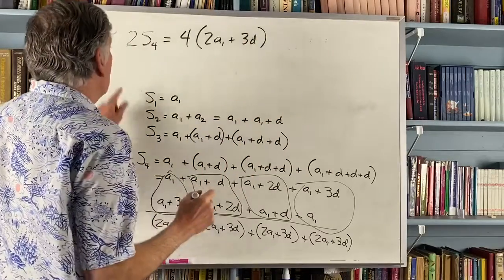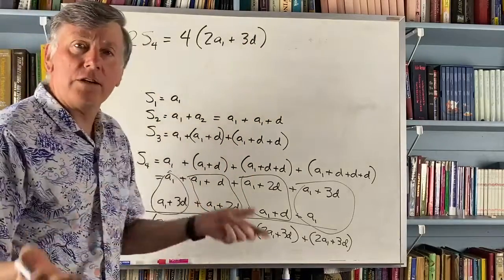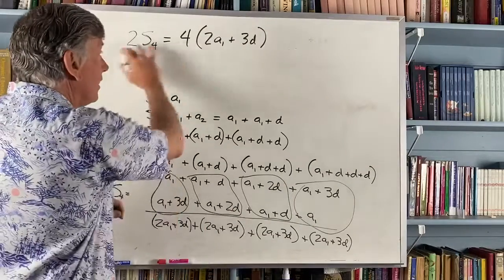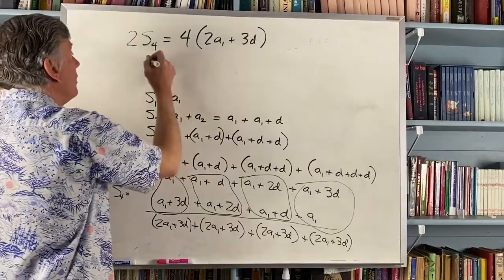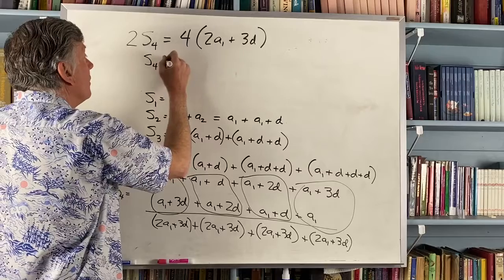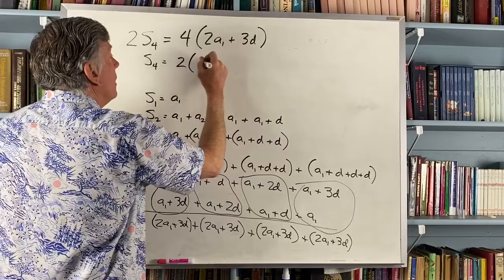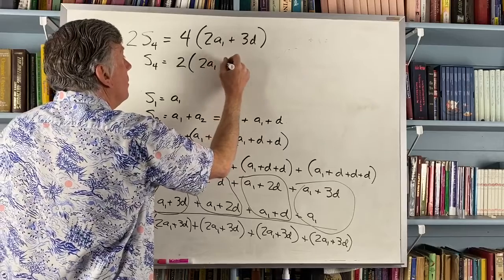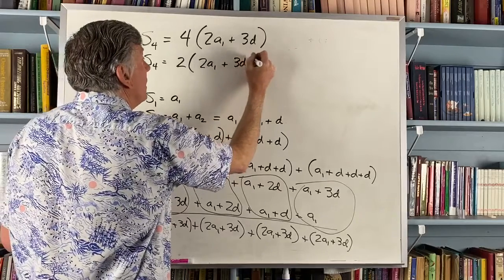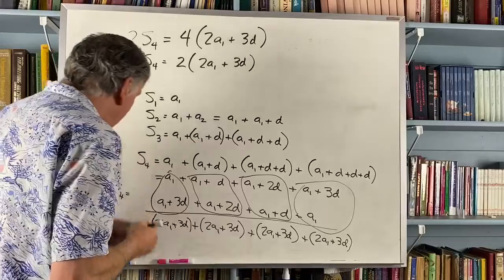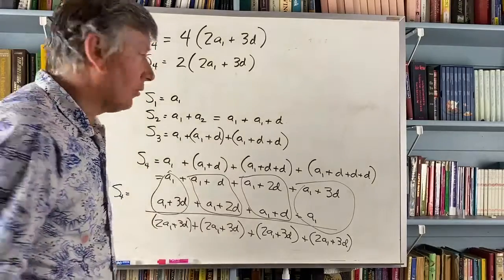Well, I have a 2 here and a 4 here. This is an equation, so I'm going to divide by 2, and I get that S4 is equal to 2 times 2a1 plus 3d.